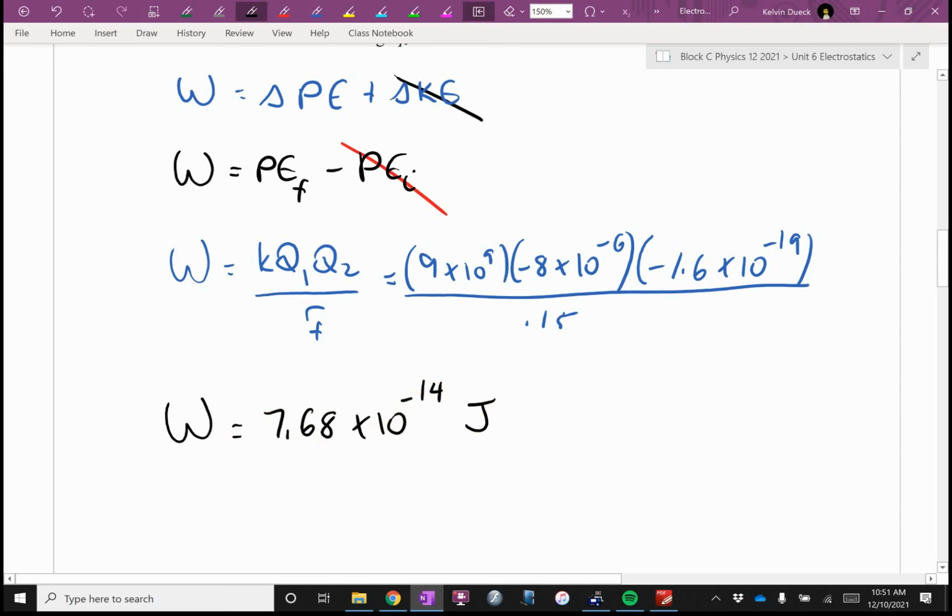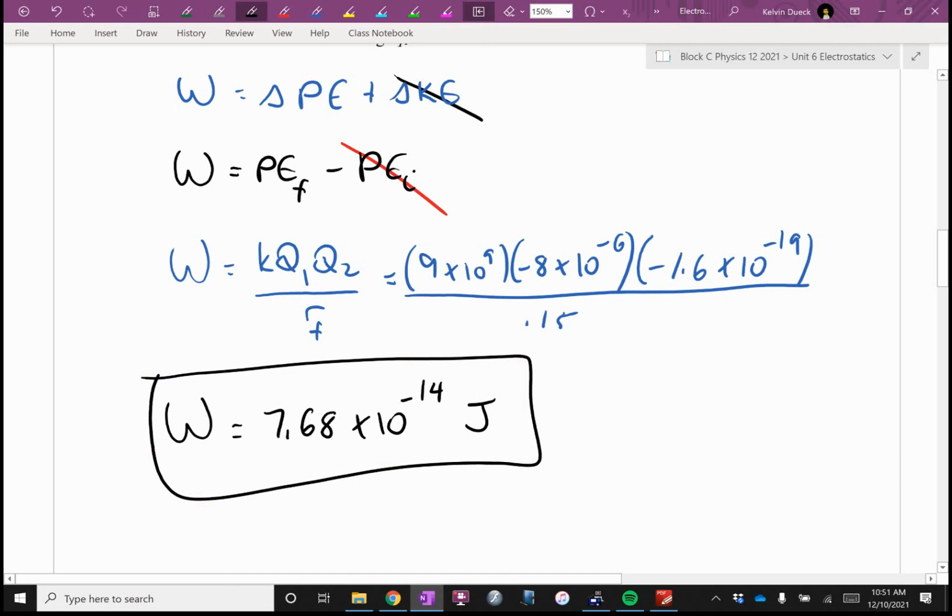Units, I guess joules or newton meters, because force times distance, but joules. If you got that, 4 out of 4. Otherwise, I guess 1 for that, 1 for that line, 1 for that line, 1 for the answer. This is a little easy, I think, for 4 marks.